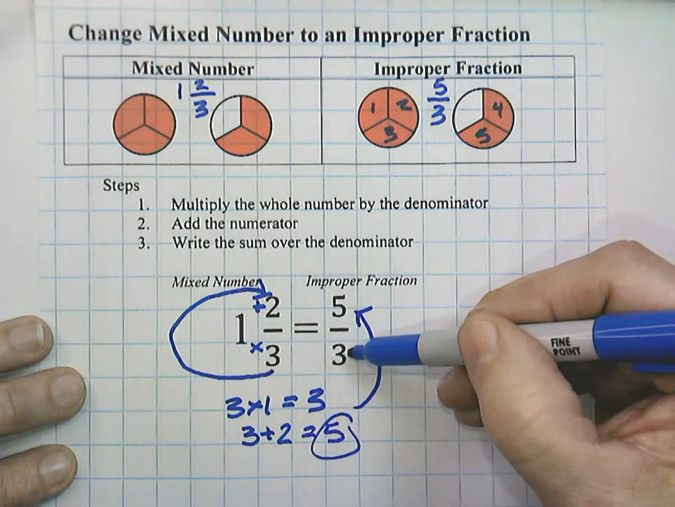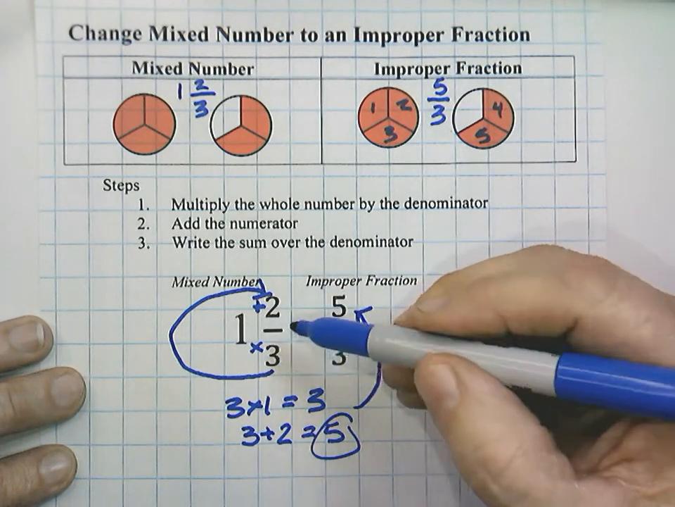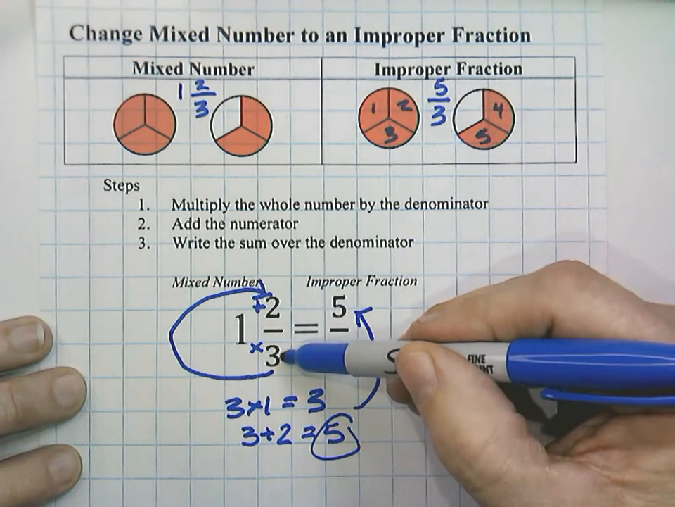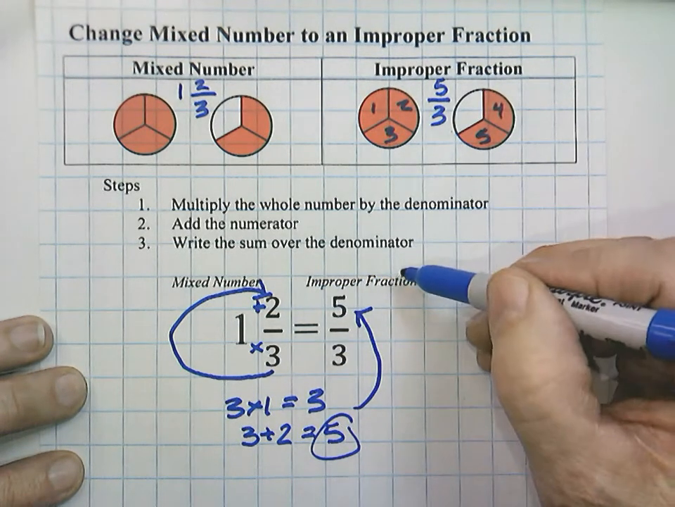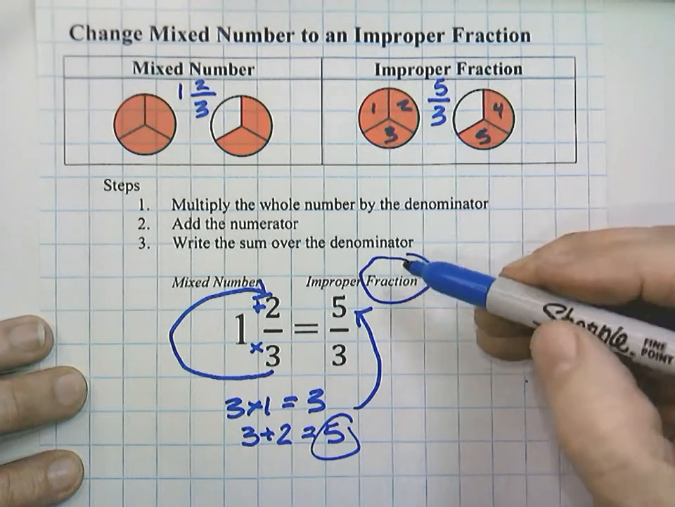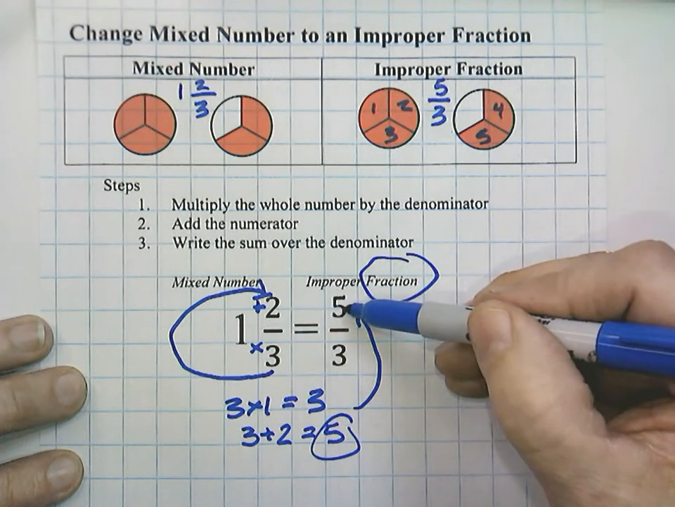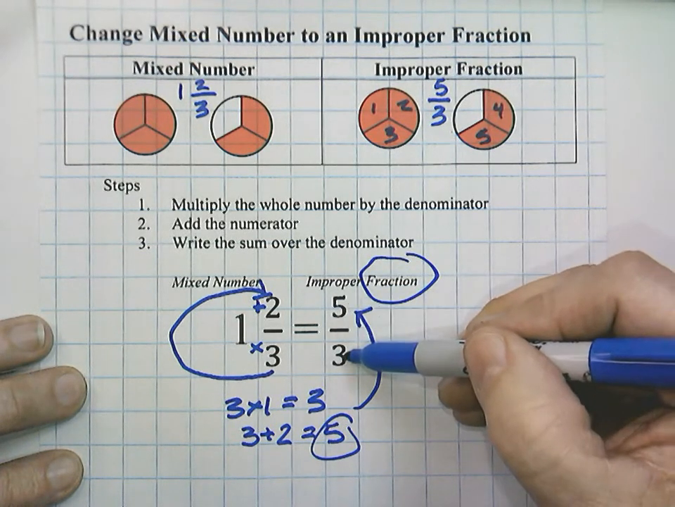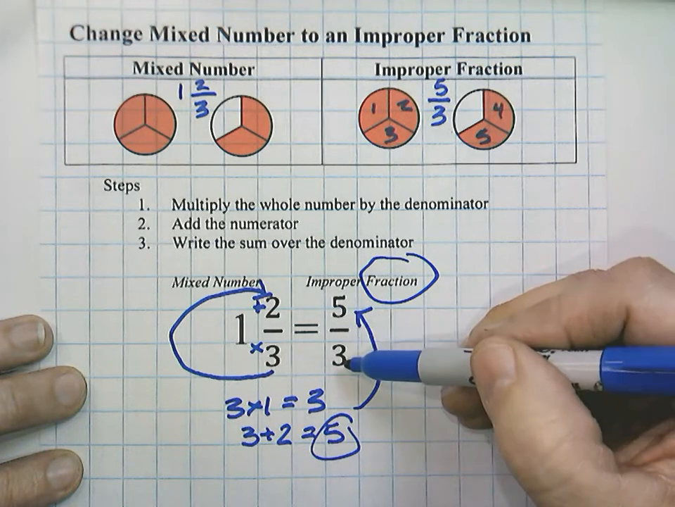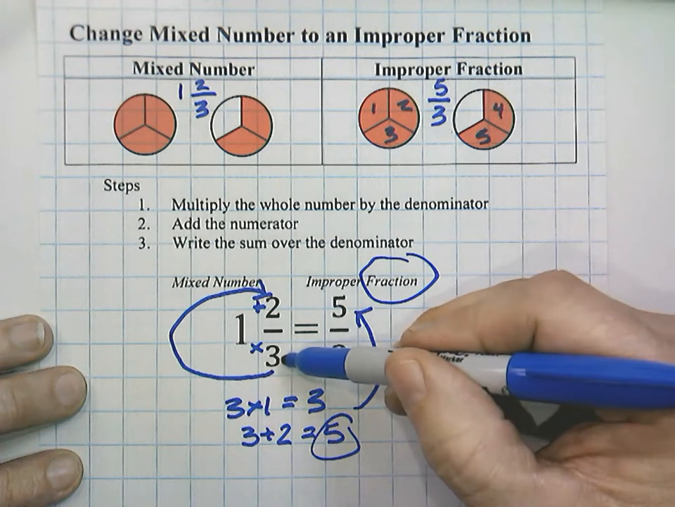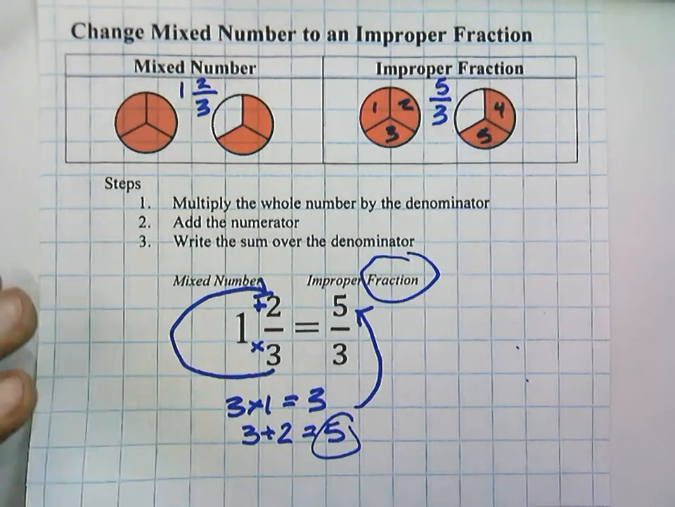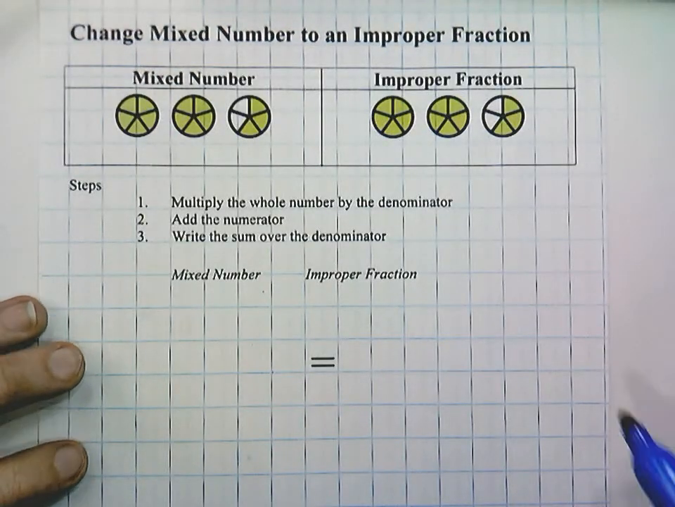Our last step is that we write it over the denominator. Where did we get this 3? Right here. We did not change our denominator. Remember, an improper fraction is a fraction, and a fraction has 3 parts: a numerator on top, a denominator on bottom, and our fraction bar. So in this case, our denominator did not change. That stayed the same.